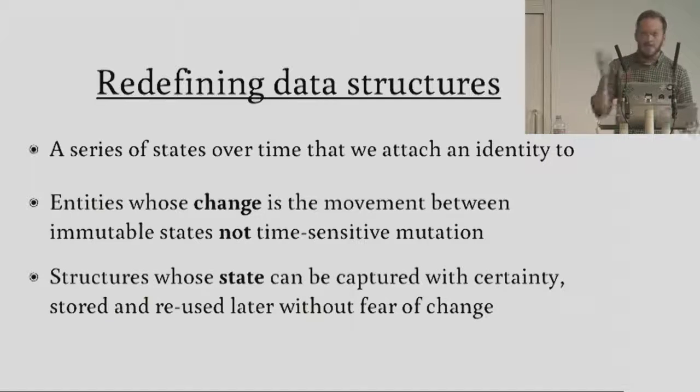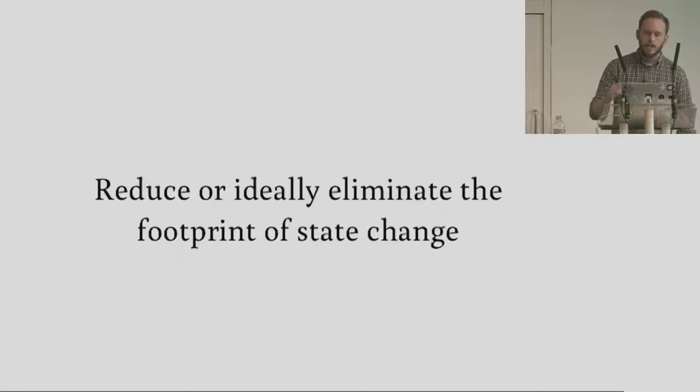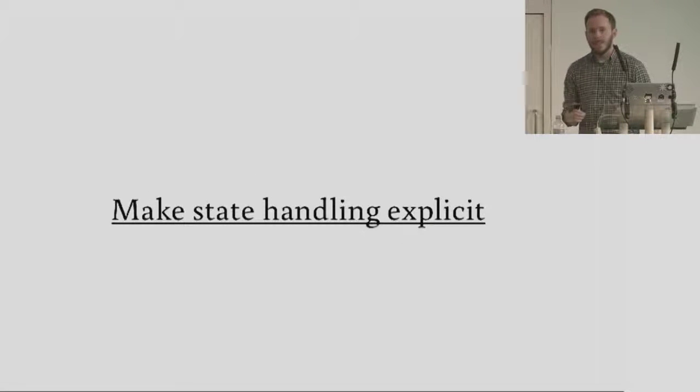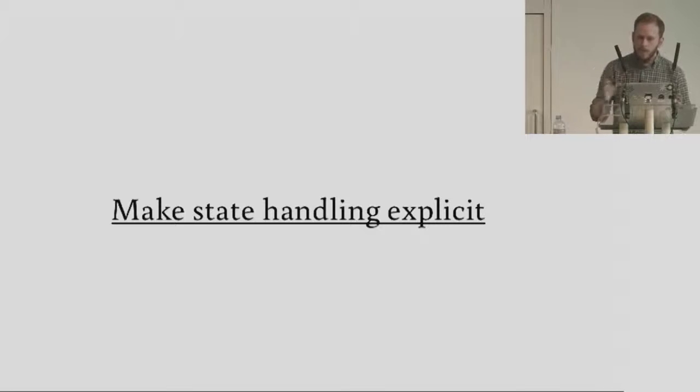So can we take anything from any of these concepts and transfer some of them back across to JavaScript? If we remind ourselves, our goal is to reduce or ideally eliminate the footprint of state change. What I think we need to do is make state handling explicit. And this is what Clojure does by teasing apart these different concepts of value, identity, and state. Identities, your data structures, objects, what have you, become clearly visible as the only things that can change, and state transitions to new values become explicit and clearly intentional.